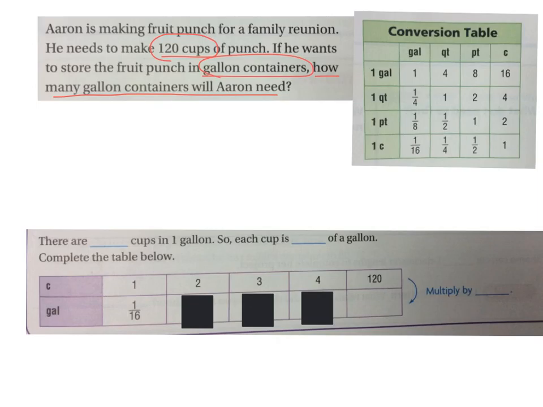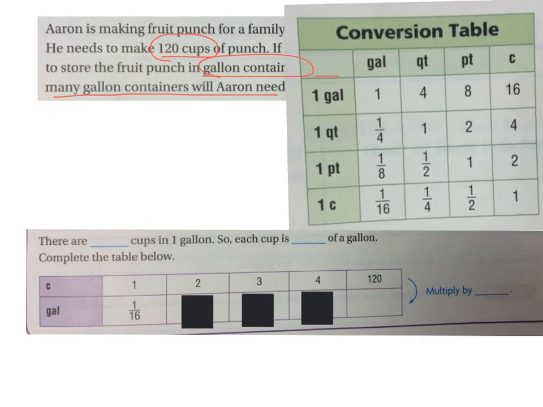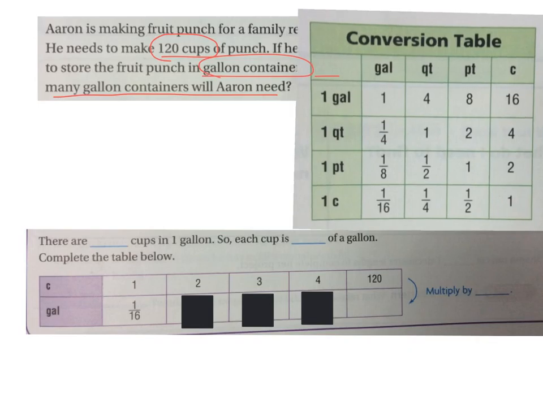So if you look back at our learning goal, today our goal is to be able to solve problems by making a table, okay? So we're going to be making a table, putting this information into a table and looking for a pattern to help us solve this problem, okay? First, let's take a look at this conversion table. This shows you that in 1 gallon, there's 1 gallon. But in 1 gallon, there's 4 quarts. In 1 gallon, there's 8 pints. And then in 1 gallon, there are 16 cups. Okay, so it helps you remember how many cups and gallons there are in each, how they're related.